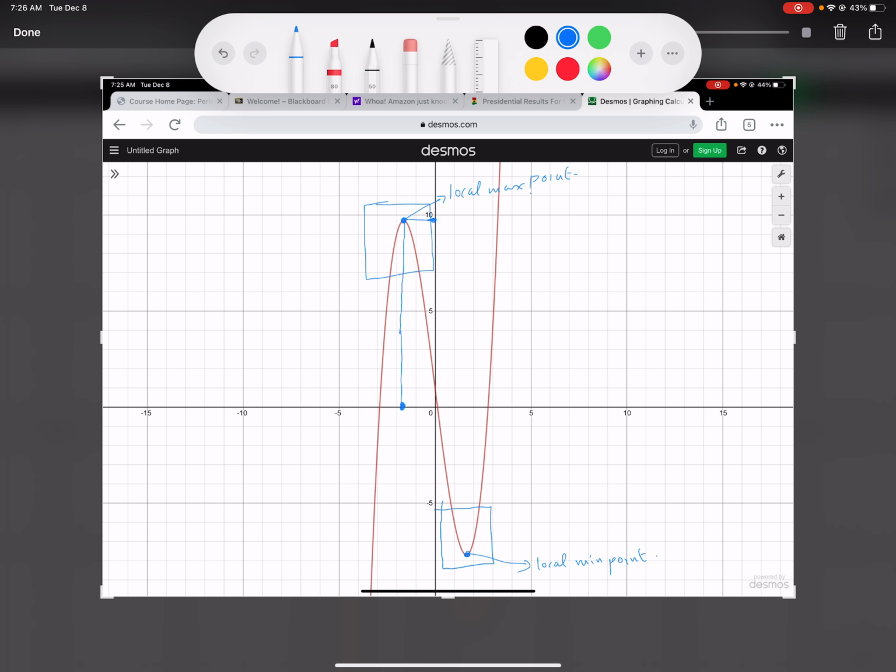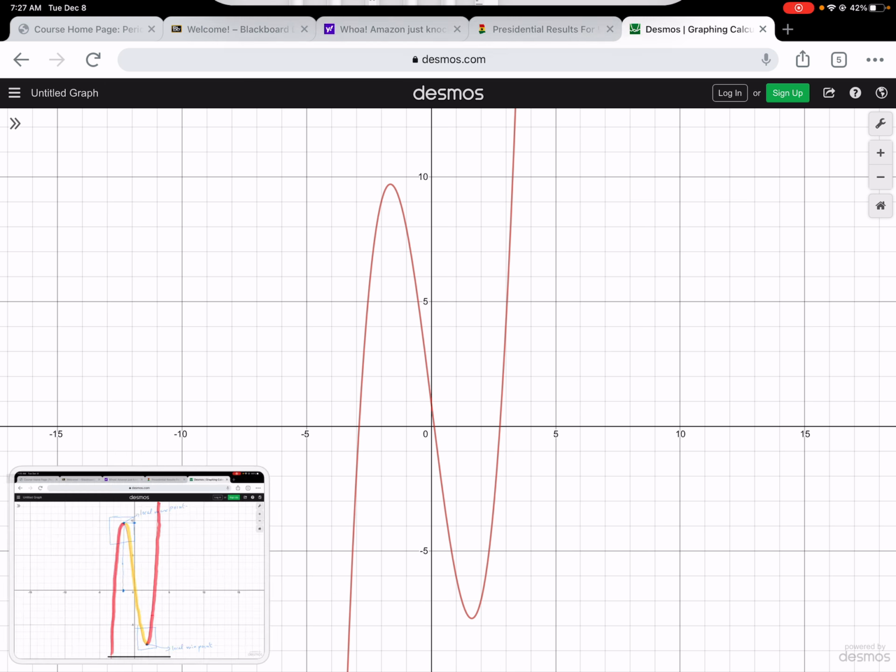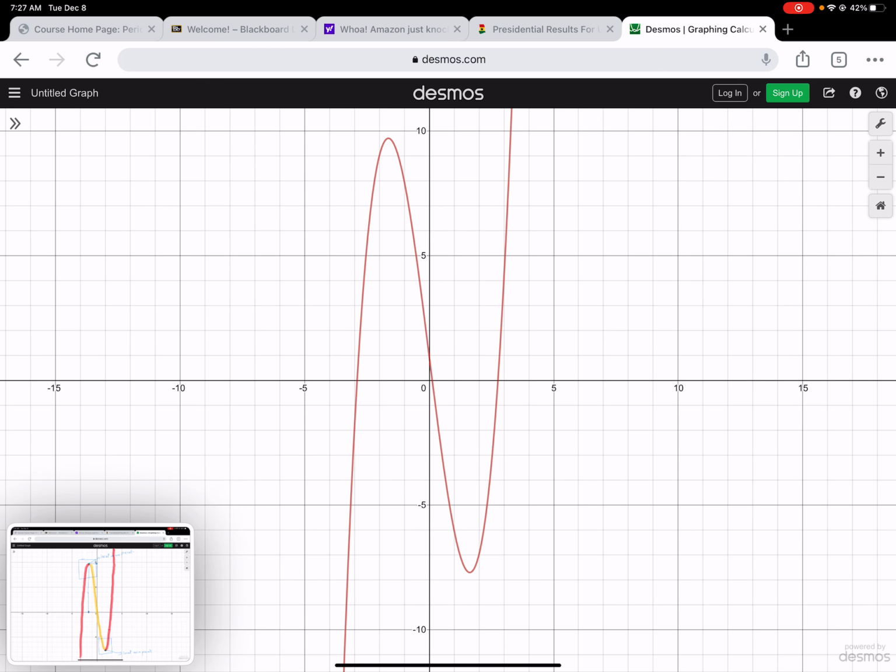Okay, where is the function increasing? It's increasing from right from here. It's increasing, increasing, increasing, and it stops right there. And then it starts to increase again right about here. All right, and it's decreasing right about here. So all the y values are doing exactly that. Okay, so that is what I have over here.